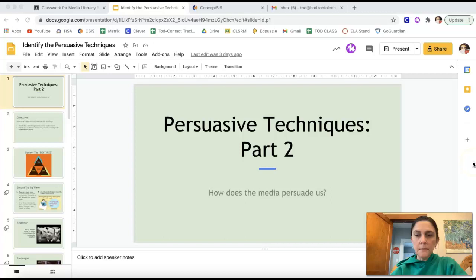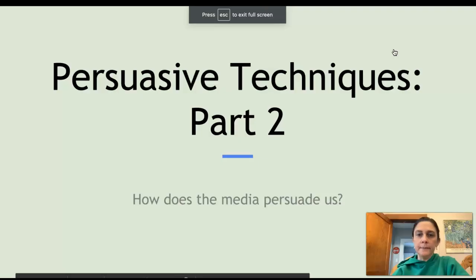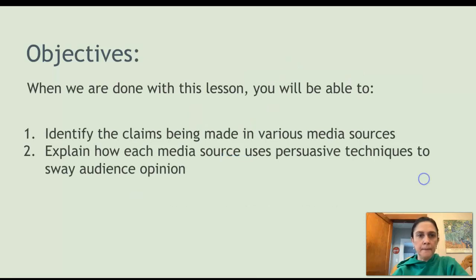Earlier this week, we started talking about persuasive techniques. Today, we are going to continue that conversation, but we're going to be even more specific than just ethos, pathos, and logos. Okay? So, let me go into present mode here. The question is still, how does the media persuade us?